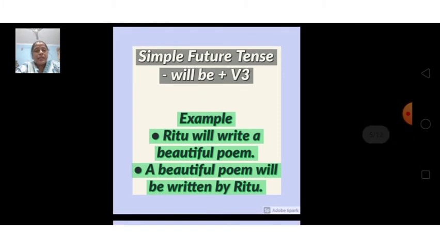Simple future tense. What is the rule of simple future tense? Will be plus third form of the verb. For example, same sentence, only the tense is changed. Ritu will write a beautiful poem. A beautiful poem, the receiver. After that, form of be, then the third form, past participle form of write, then by and then the doer. So the answer will be a beautiful poem will be written by Ritu.